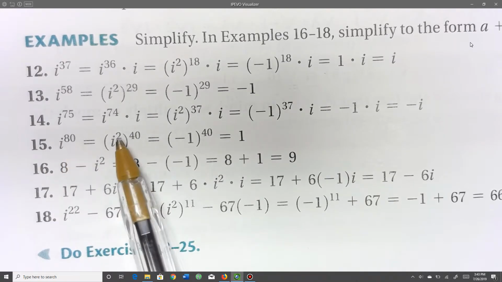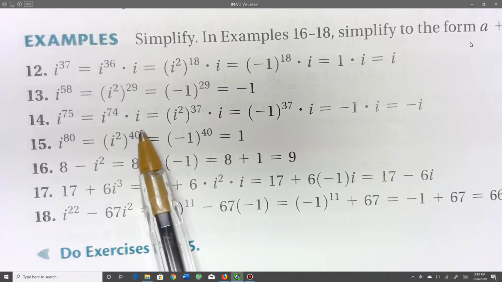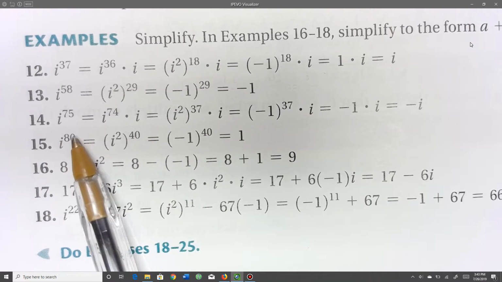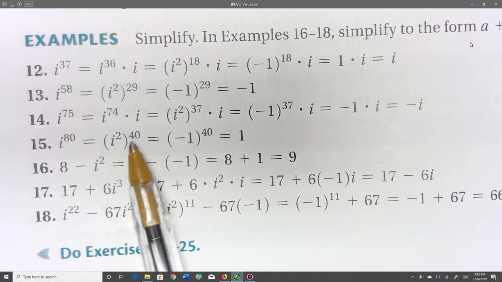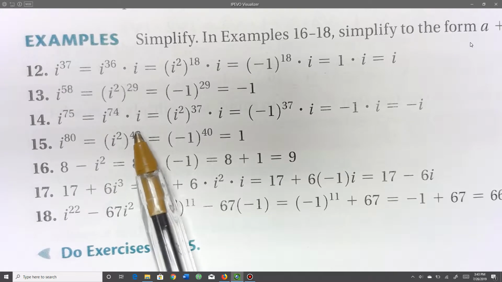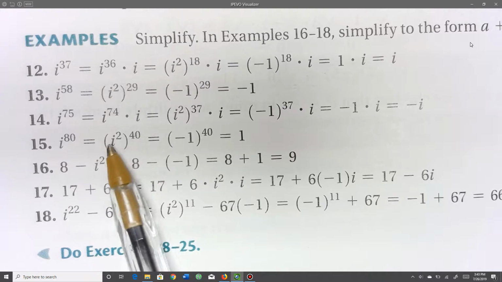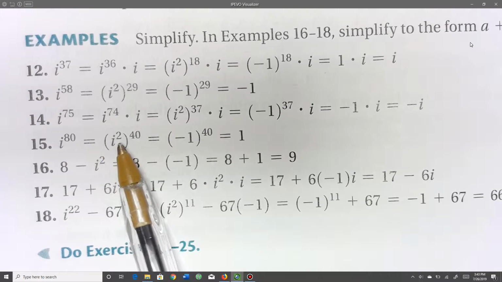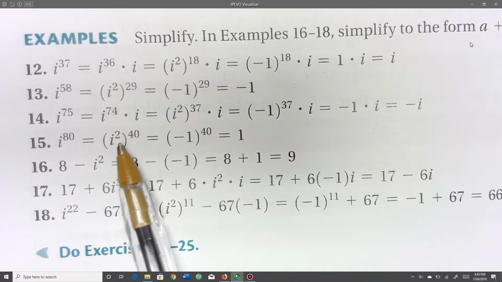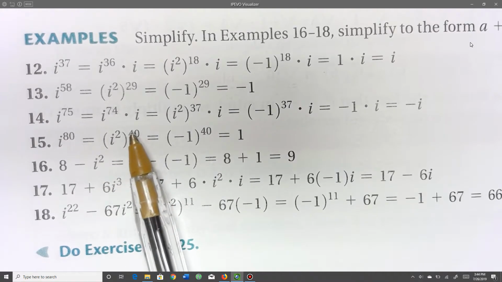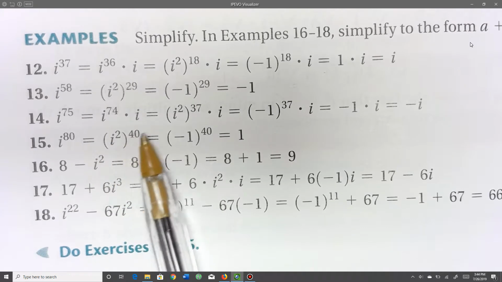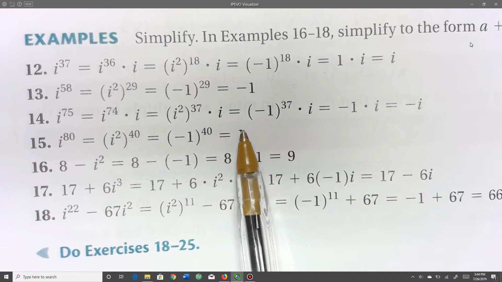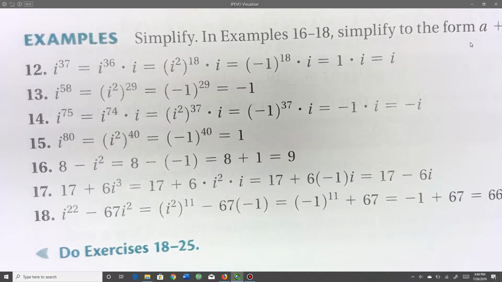In this case, the exponent was 40, because that's half of 80, because 40 times 2 is 80. So I know that my exponent is going to be even. Inside I'm going to have a negative 1, raised to the positive 40. Any value, positive or negative, raised to an even exponent is going to be positive. So the answer should be a positive 1.